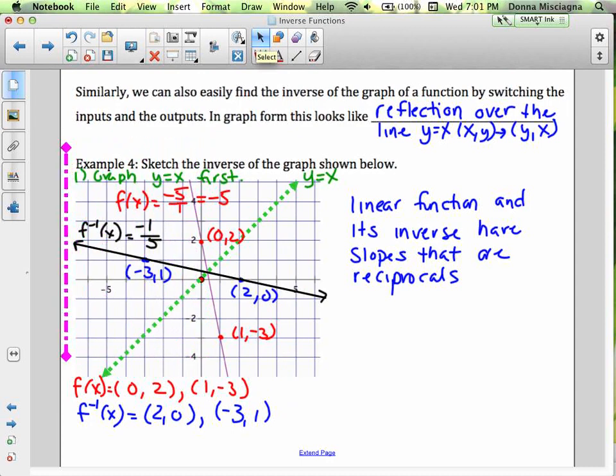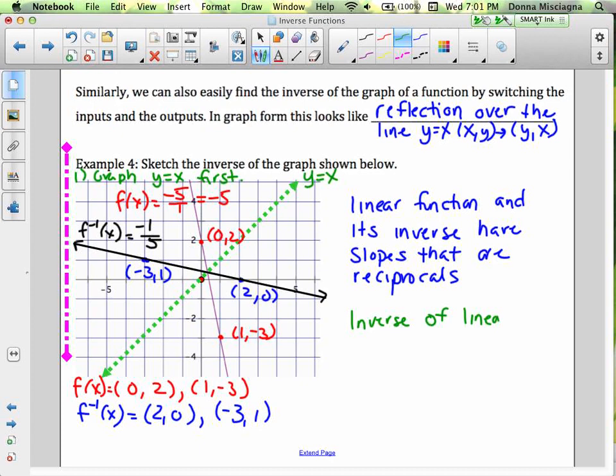Thank you, line. All right, so we're going to write one more thing. The inverse of a linear function is a function. And that's true all the time. Oops, let me fix that.